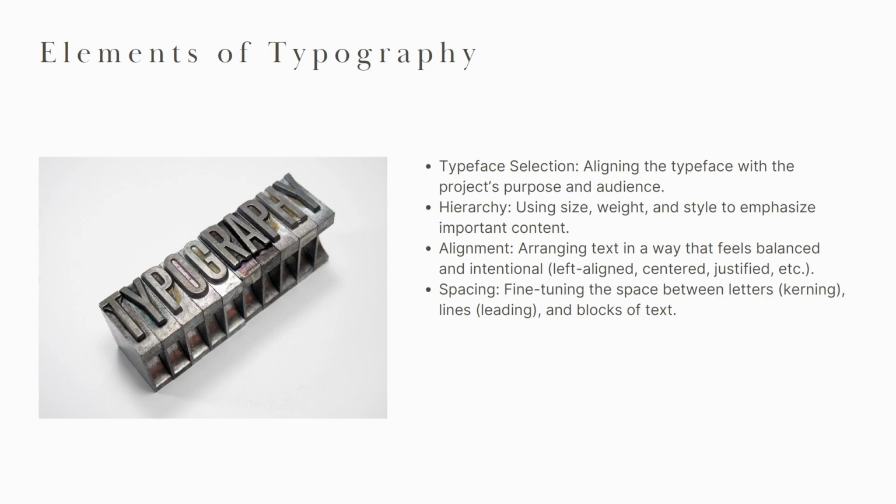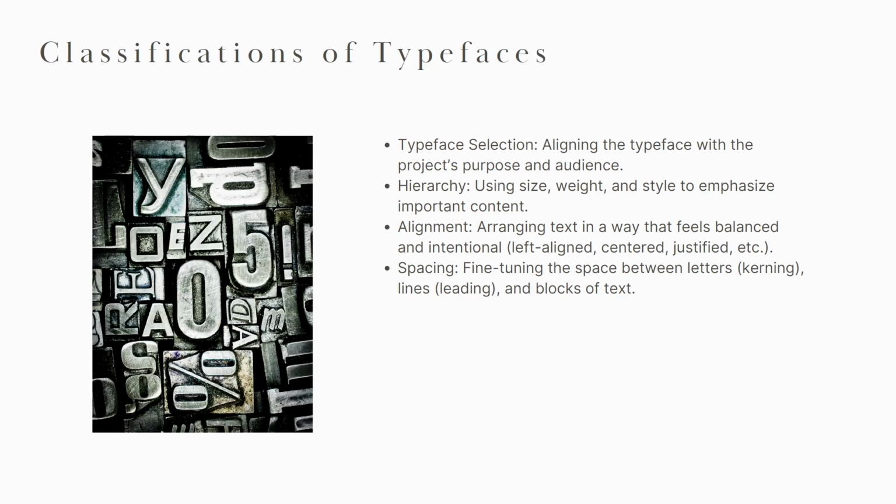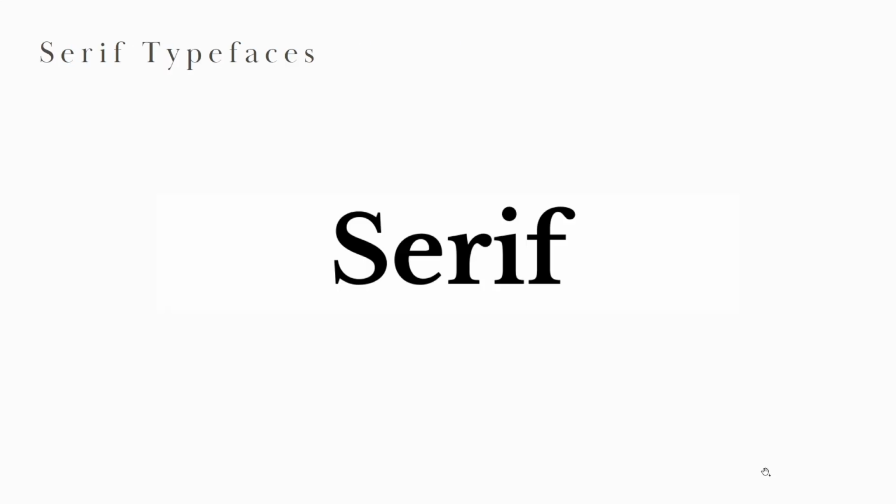And then for the spacing, this is the fine-tuning aspect. It could be the space between the letters, the kerning, or it could be the space between the lines, the leading, and also what blocks of type and text you have on your page. We have our typeface selection, we have our hierarchy, we have our alignments and our spacing. This is how we want to classify things whenever we're working with type. Serif.